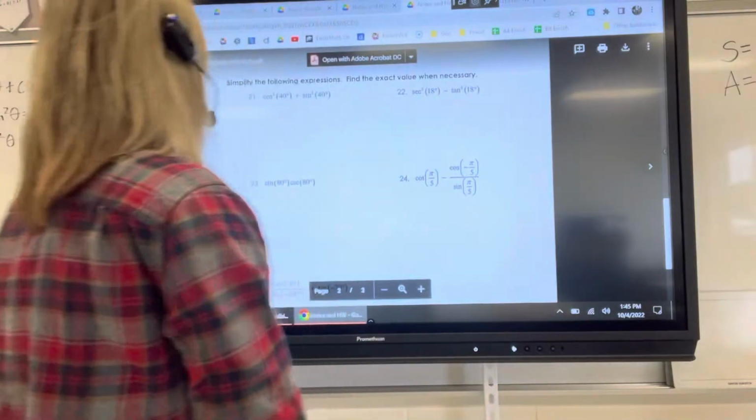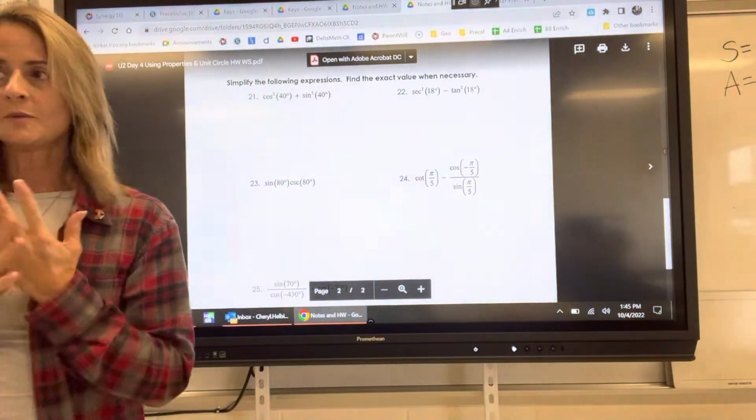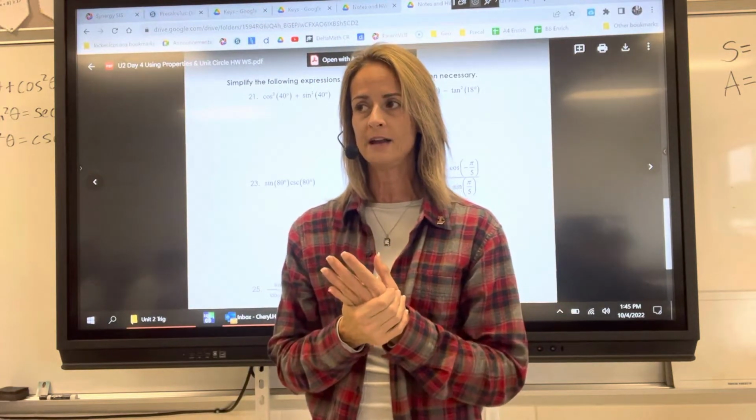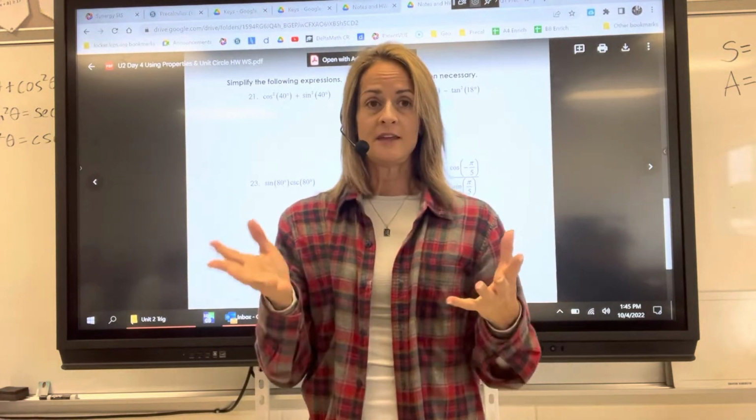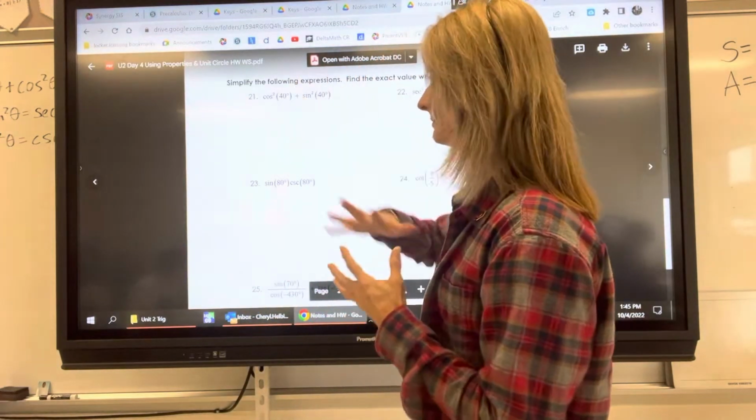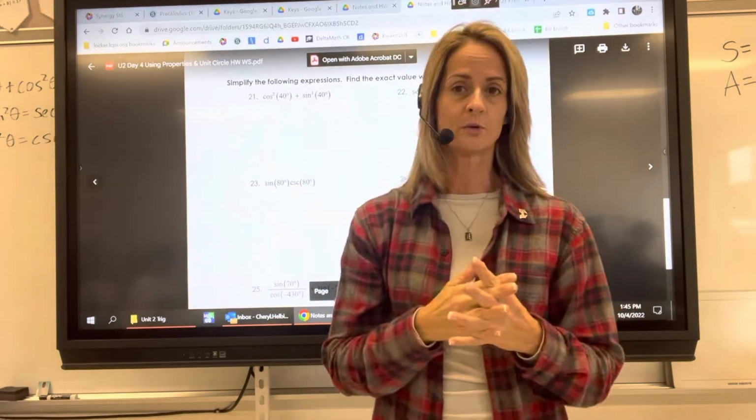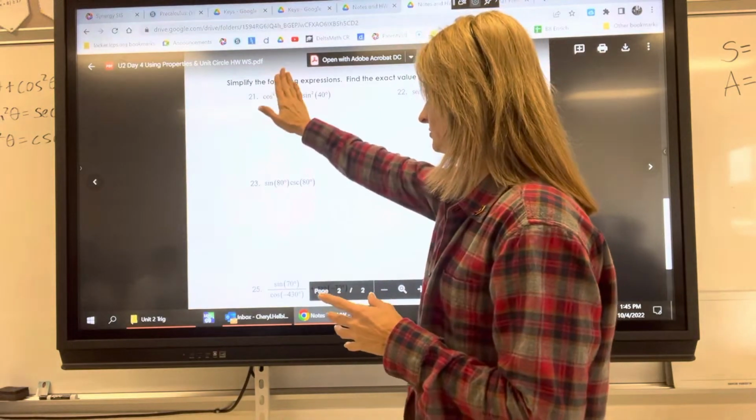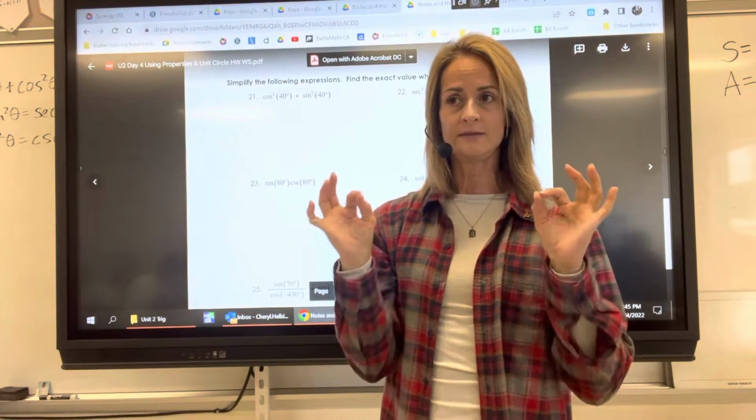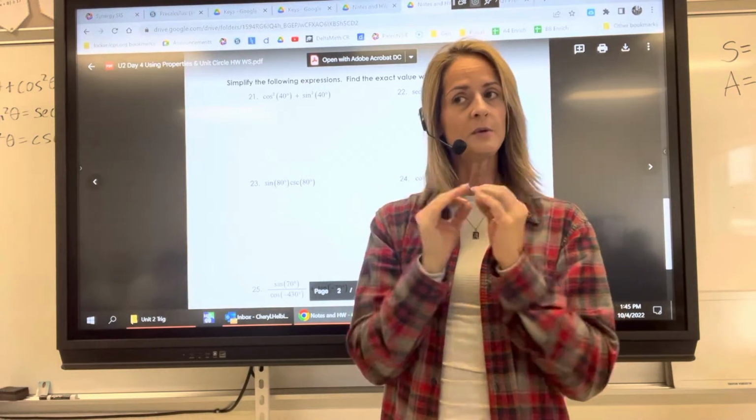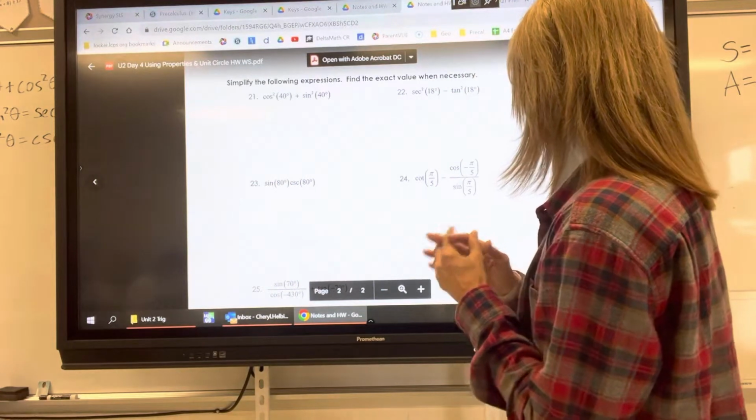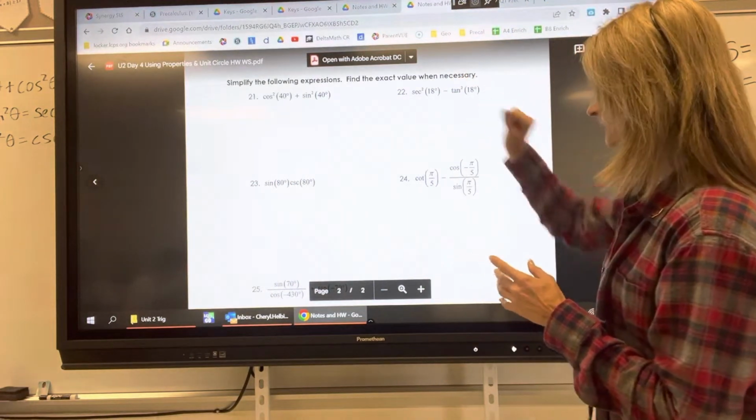Problem number 1. First thing you need to remember is the degrees have got to be the same in order to add or do anything with any of these terms. Okay, so I've got problem number 21, and I will attach this worksheet. These degrees are the same, so we can work with them. If they were different, we would have to get them the same first, and then we could work with them. We'll take a look at 22, they're the same.